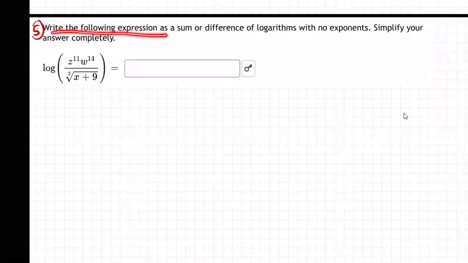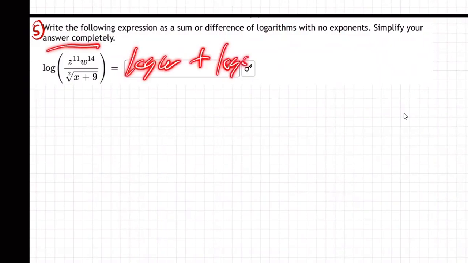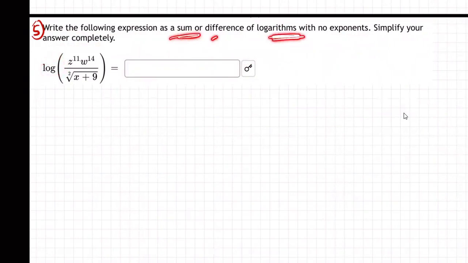Okay, write the following expression as a sum or difference of logs. They want us to write it as adding and subtracting logarithms, several logs, no powers. And simplify your answer completely. So basically they want me to go log of whatever plus log of whatever minus log of whatever. That's how they want us to write it. It's one log. We're going to break it to be several logs added and subtracted.